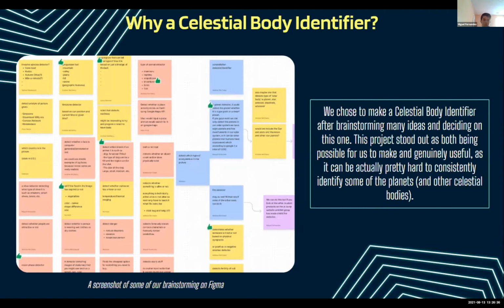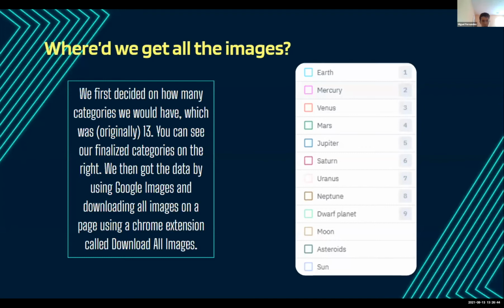This is a screenshot of us discussing and liking each other's ideas. We first decided on how many categories we would have, which was originally 13. You can see our finalized categories on the right. We then got the data by using Google Images and downloading all the images on a page using a Chrome extension called Download All Images.